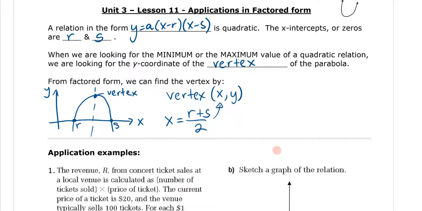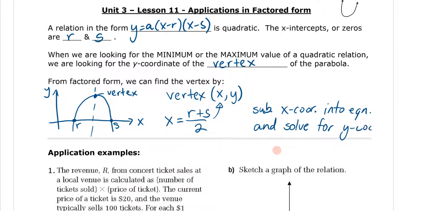Okay. And then how do I find the y value? Well, you substitute the x coordinate into the equation. EQN is short for equation. And you solve for your y coordinate. And that's that. That's it. Okay. So let's look at some examples on applying a factored form.